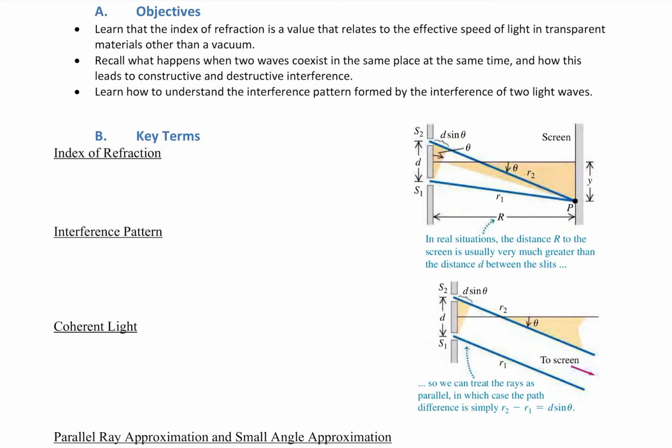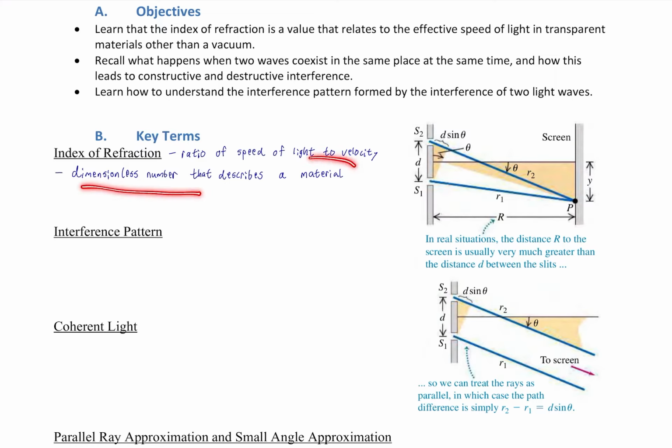The first one is the index of refraction, that standalone idea I mentioned. It is the ratio of the speed of light to velocity. Now you might say, wait, velocity of light, isn't that just the speed? Well, yes, in a vacuum, but light doesn't effectively travel at the same speed when it passes through a transparent material. The index of refraction is also a dimensionless number that describes that material because the different materials cause different speeds of light when the light passes through them, and thus it is a material-specific constant, okay?